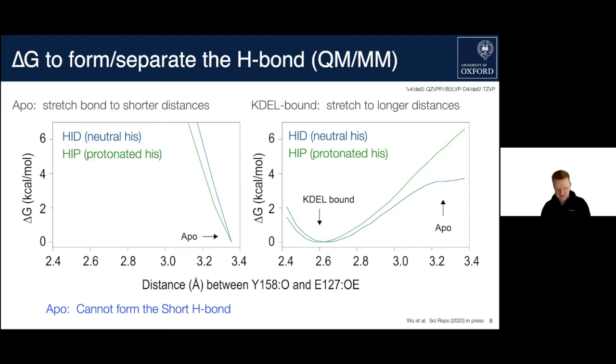So apo doesn't look like it can form this short hydrogen bond, whereas the KDEL bound state can form this short hydrogen bond, and indeed that is an energy well. Even in that state, the protonated histidine will mean that you would need more energy to perform the separation, if you wanted to do that.